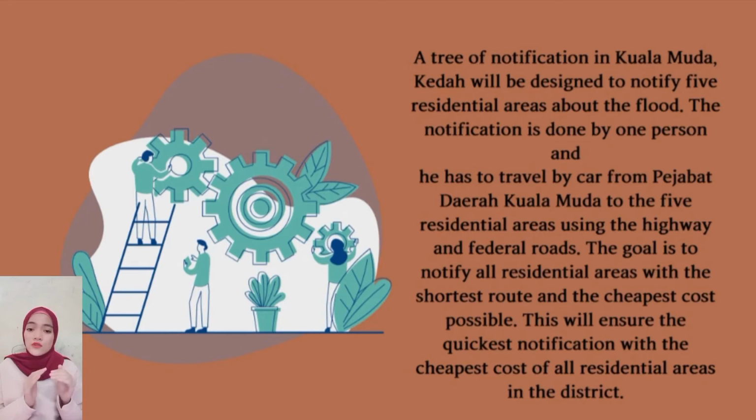The goal is to notify the 5 selected residential areas with the shortest route and the cheapest cost possible. Therefore, it will ensure that the quickest notification will be done at the cheapest cost for all residential areas in the Kuala Muda, Kedah district. The notification will be done by one person, who has to travel by car from Pejabat Daerah Kuala Muda to the selected 5 residential areas.